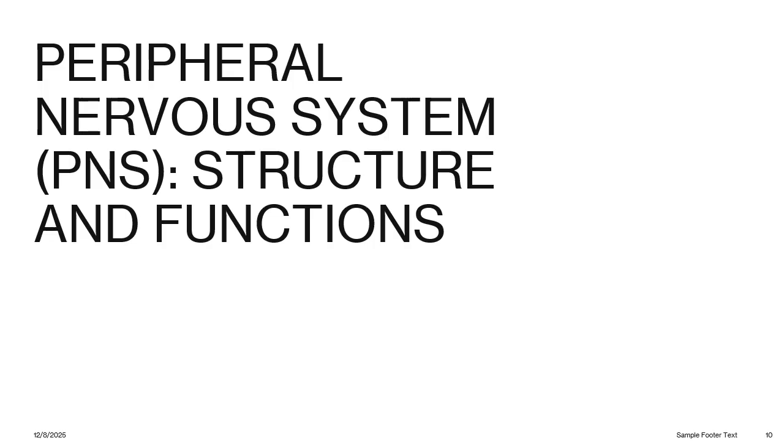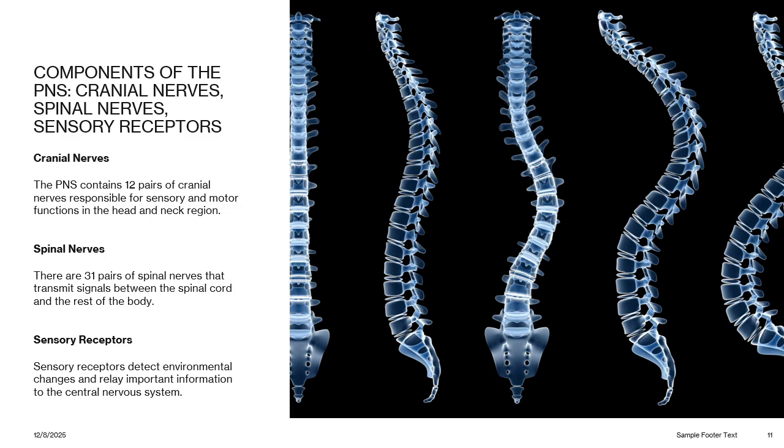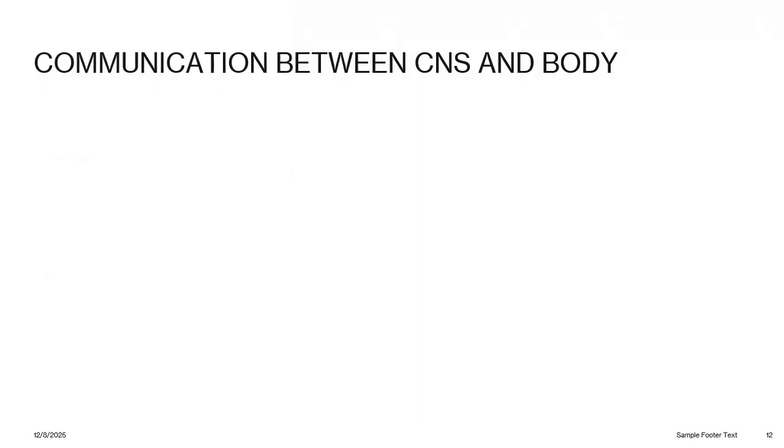And we're moving into the peripheral nervous system focus. So here we'll get a lot more divisions as we go along in terms of a flow chart. The PNS includes 12 pairs of cranial nerves, 31 pairs of spinal nerves, and numerous sensory receptors that detect environmental changes.